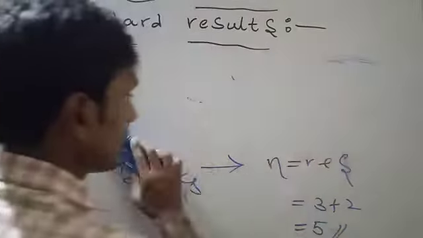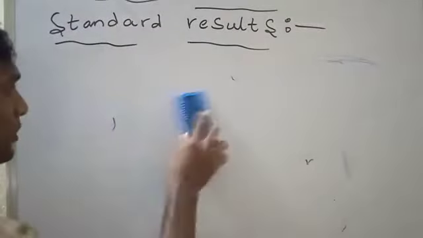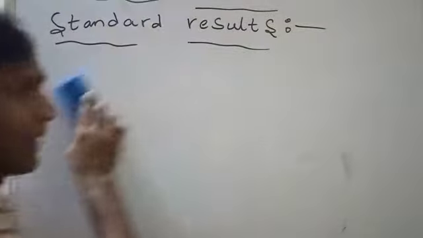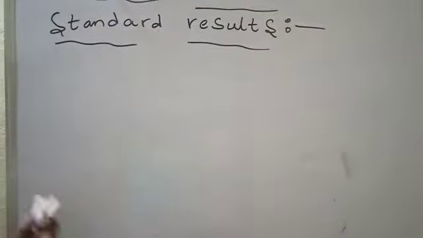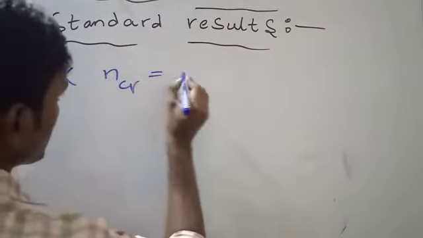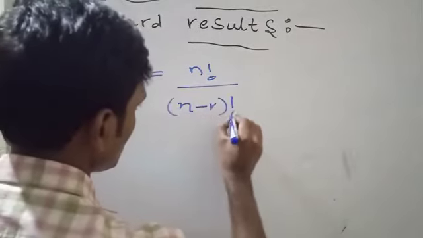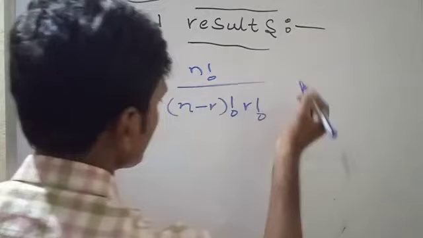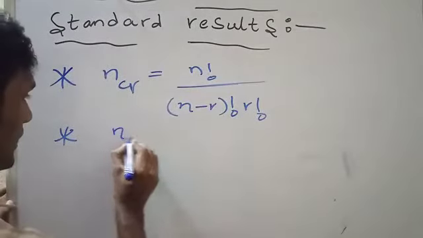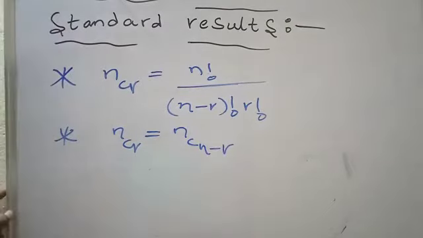So finally, there are five standard results for the binomial coefficients. What is the first standard result? It is nCr equals n factorial divided by n minus r factorial into r factorial. So this is the first standard result. Come to the second standard result: nCr equals nC(n minus r).